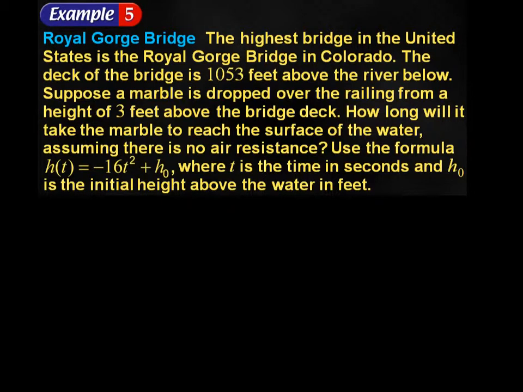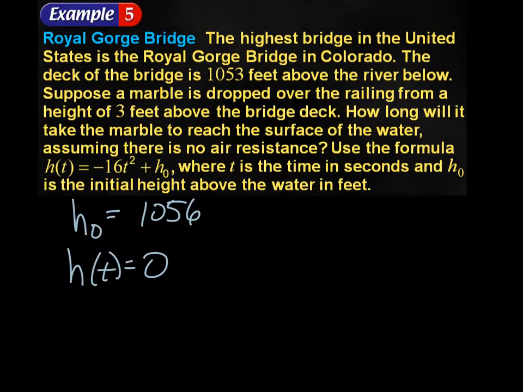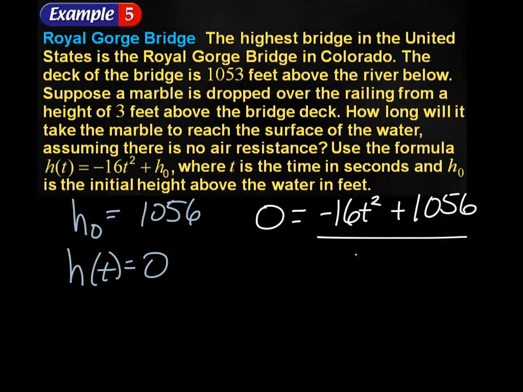Use the formula h of t equals -16t squared plus h sub 0, where t is the time in seconds and h sub 0 is the initial height above the water in feet. They told us the original height is going to be 1,053 plus 3, so 1,056, and when it hits the water, the height will be 0. I'm not loving that -16, so I'm going to divide both sides by -16. I've got 0 equals t squared minus 66.